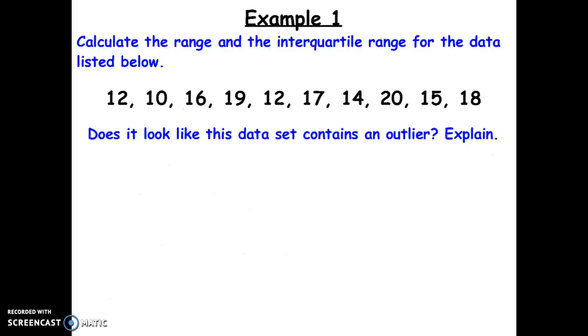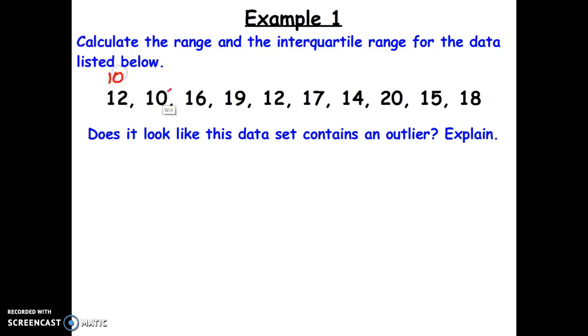Examples. Example 1. Calculate the range and the interquartile range for the data listed below. And then, does it look like this data set contains an outlier? Explain. Okay, so in order to calculate the range and interquartile range, it would be best for us to put the numbers in order from least to greatest first.